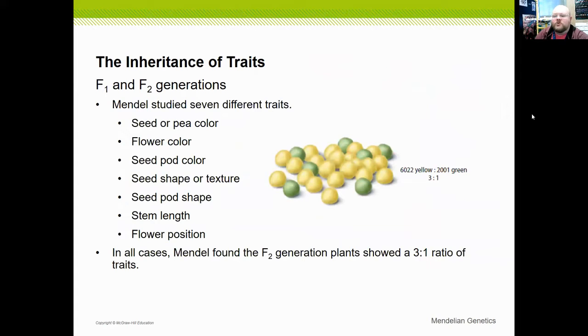So the F1 and F2 generations, during that, Mendel studied 7 different traits: seed or pea color, flower color, seed pod color, seed shape or texture, seed pod shape, stem length, flower position. And in all these cases, Mendel found that the F2 generations showed a 3-to-1 ratio of traits. No matter what, there was always a 3-to-1 ratio in that second offspring, which is the third generation or the F2 generation.